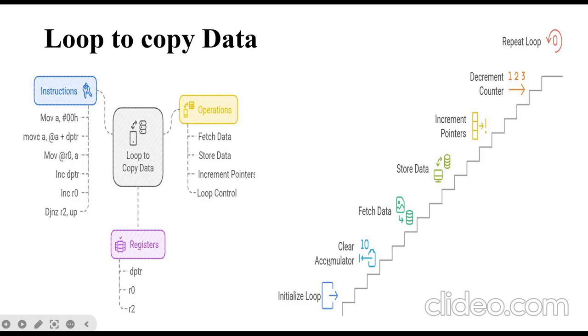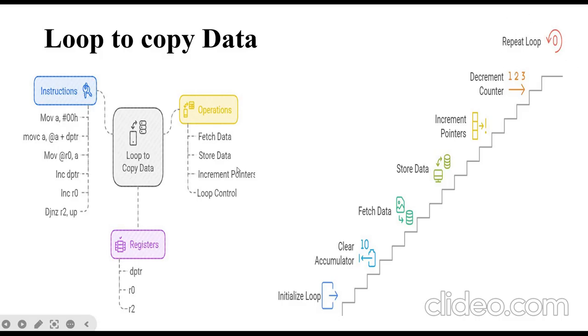So what we are doing here is initializing the loop, clearing the accumulator, fetching the data, storing the data, and then incrementing the pointers. The last instruction checks whether the counter has reached the value 0 or not, otherwise it will jump to the label UP. So DJNZ R2, UP: here we are decrementing the counter. If R2 is not 0, we have to repeat the loop.